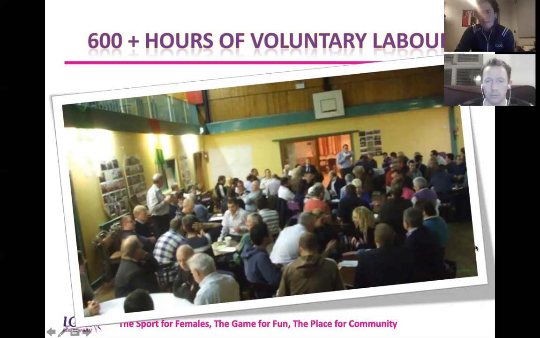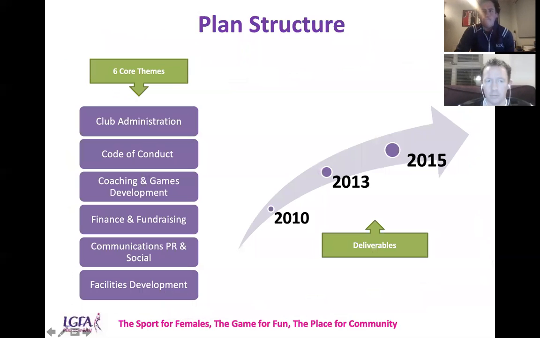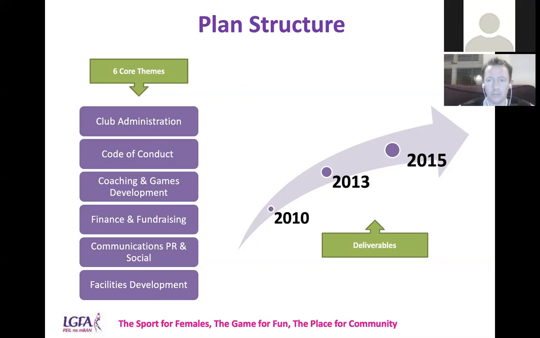In terms of their plan, they looked at about six core themes. So you can see there they had club administration. They actually looked at their code of conduct and how that was operating in their club. They had coaching and games development. They looked at finance and fundraising. They looked at communications, PR, and the social aspect of their club, which is one people forget about as well. And then as they were a one-club GAA club overall, they looked at facilities development. So that was the six key themes.